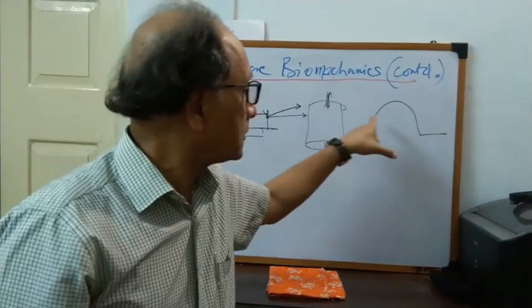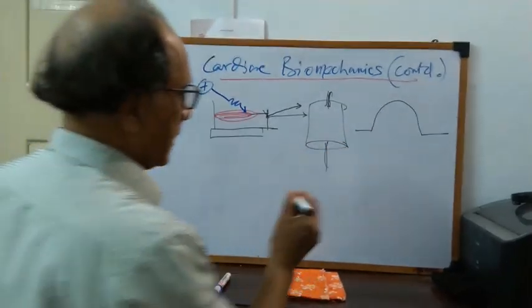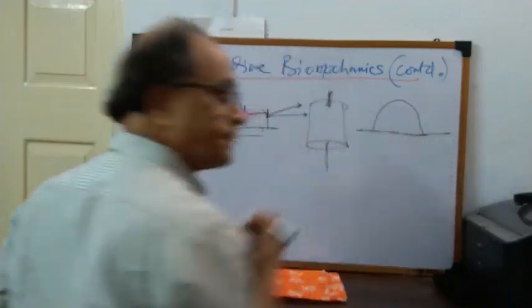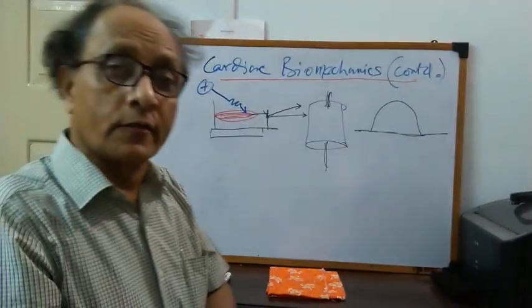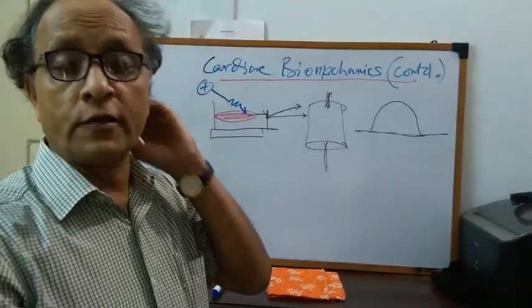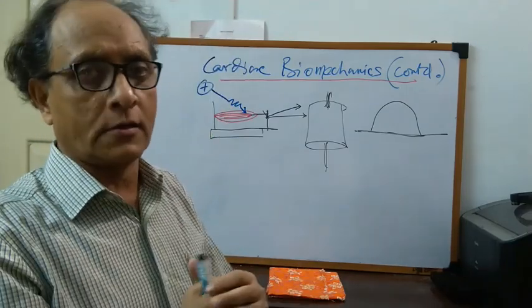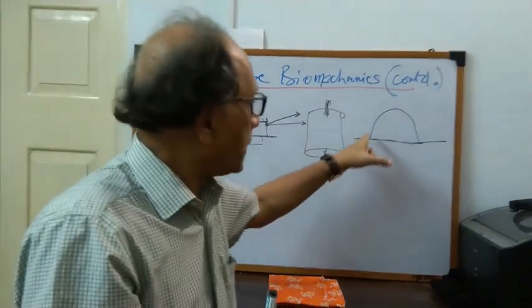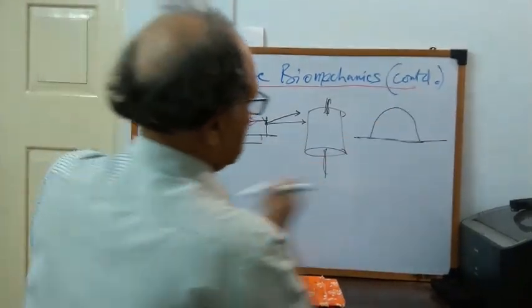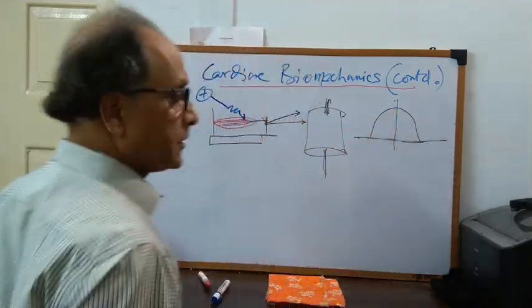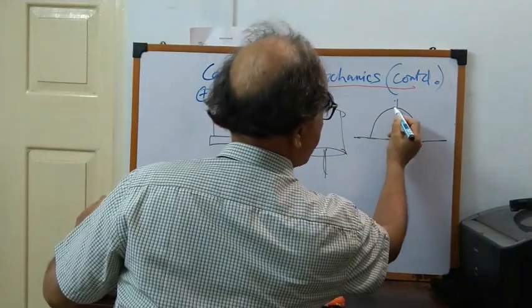So this is a curve exhibiting a contraction. If this is the baseline, this is the curve which will record an evidence of isotonic kind of contraction. If we draw a line from the maximum amplitude, this will be the contractile part.